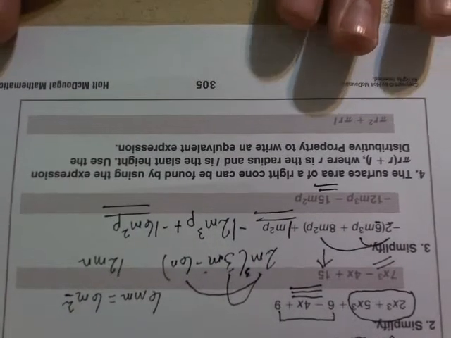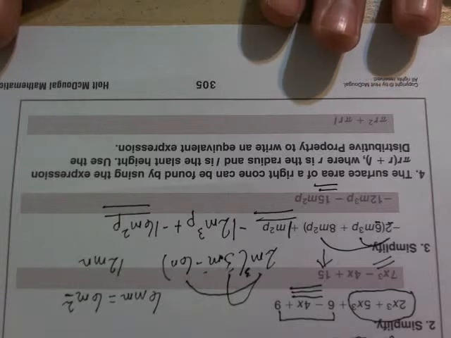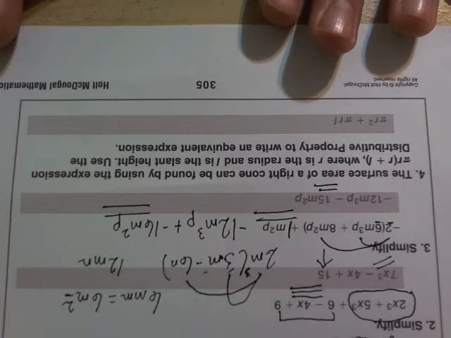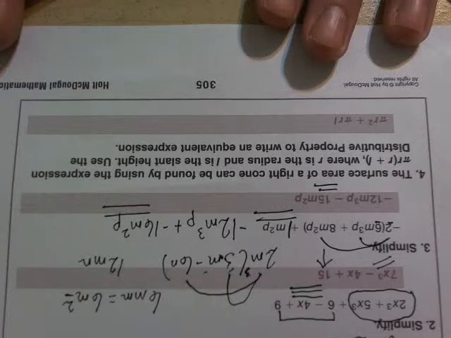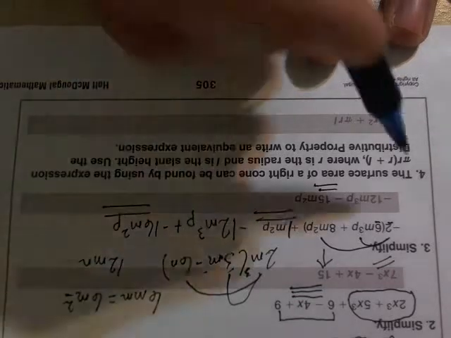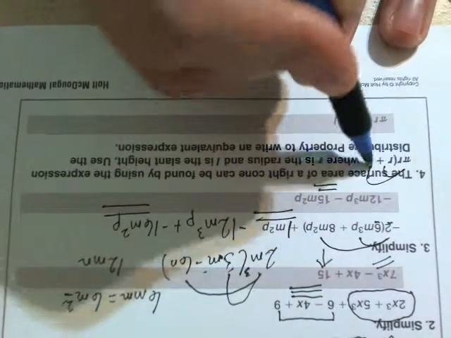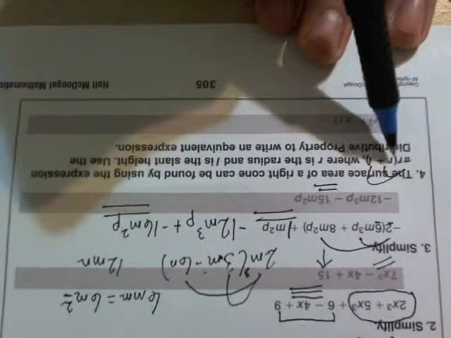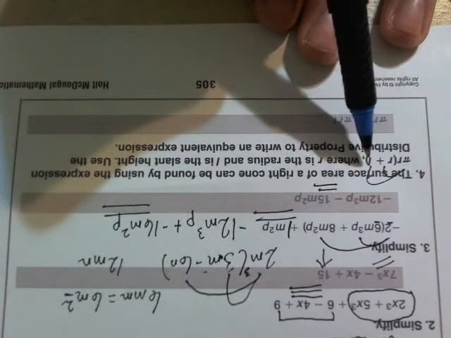All right, number 4. The surface area of a right cone can be found by using the expression pi r times the quantity r plus L, where r is the radius and L is the slant height. Use the distributive property, write an equivalent expression. So again, this is all about you taking what's in front of the parentheses and multiplying it through to the things that are inside the parentheses. So pi times the r has to go through to the r. Pi times r has to go through to the L.